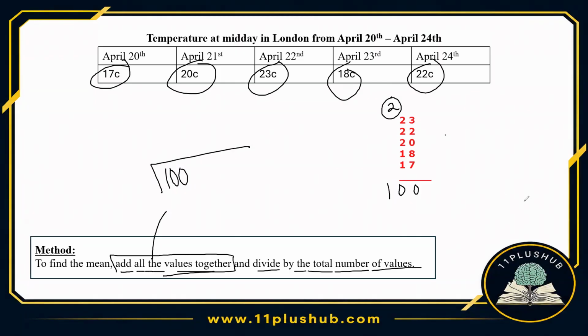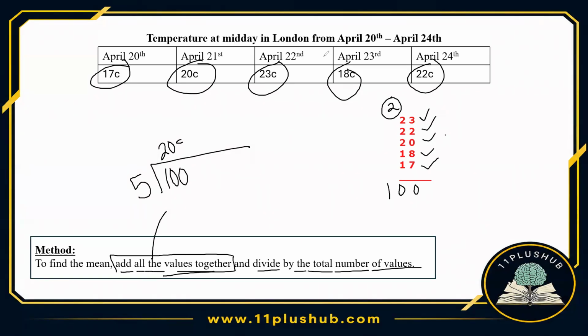And I've got 5, haven't I? I've got 1, 2, 3, 4, 5 values. So the question becomes 100 divided by 5, which you can probably do in your head. And if you can't, just use the bus stop, right? But I reckon you can. So 5 into 10 goes twice. 5 into 0 goes 0 times. We have found our answer. The answer is 20 degrees Celsius.